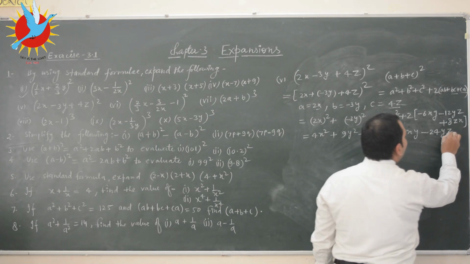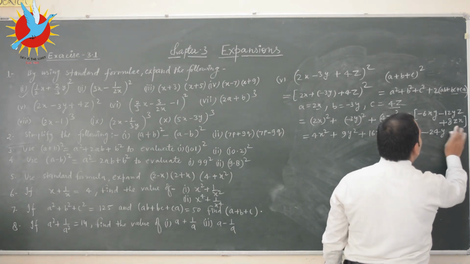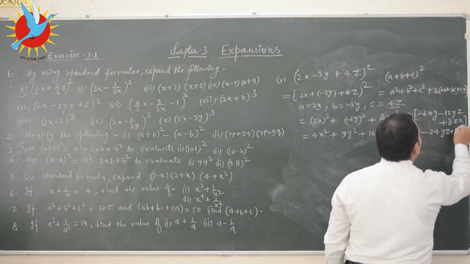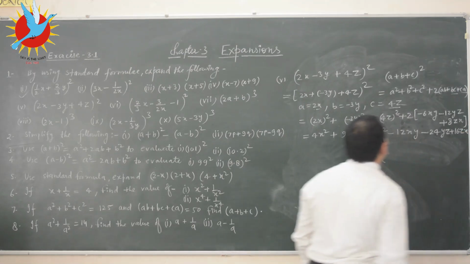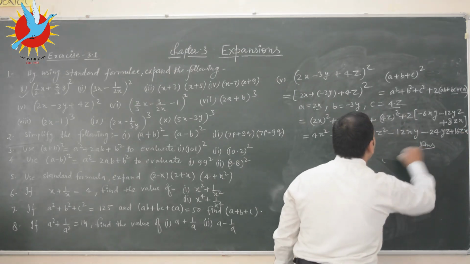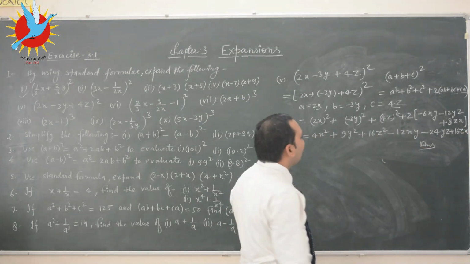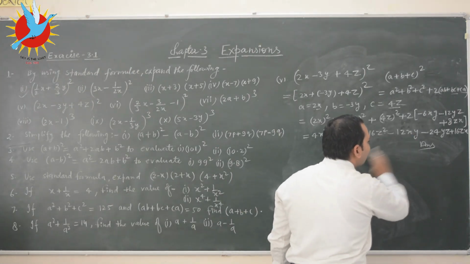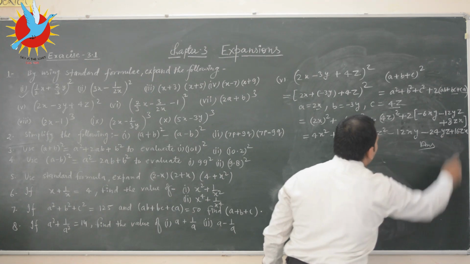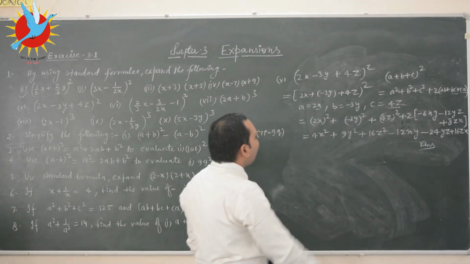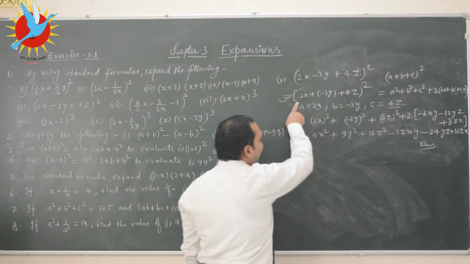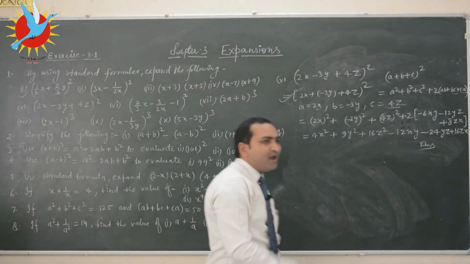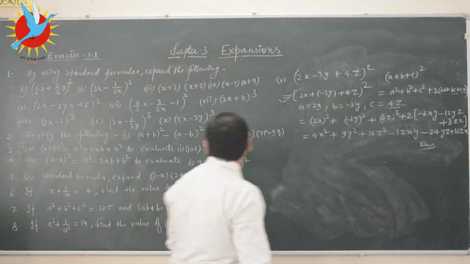So 2 times 6 is 12, minus 12xy, minus 12 times 2 is 24yz, and then 2 times 8 is 16, we can write here 16zx. So this is the answer: 4x square plus 9y square plus 16z square minus 12xy minus 24yz plus 16zx. So first we make the standard formula, that is (a plus b plus c) whole square, and then simplify.